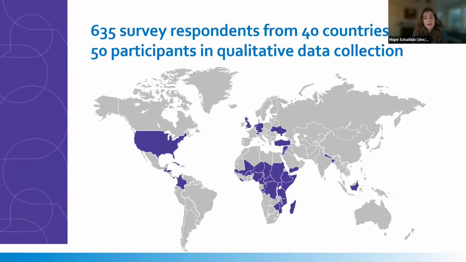635 respondents from 40 countries completed Gaia's survey, which asked people to self-identify their strengths and also their areas for improvement related to their knowledge, attitudes, and practices associated with gender and youth integration. Gaia then conducted qualitative data collection with 50 representatives from implementing partner organizations around the world to better understand the context behind the data and to get recommendations on what we, the Gaia team, could do to address existing gaps.